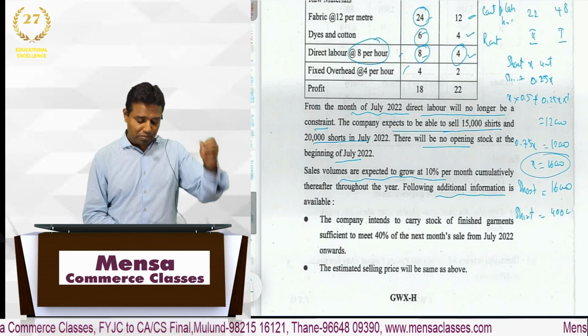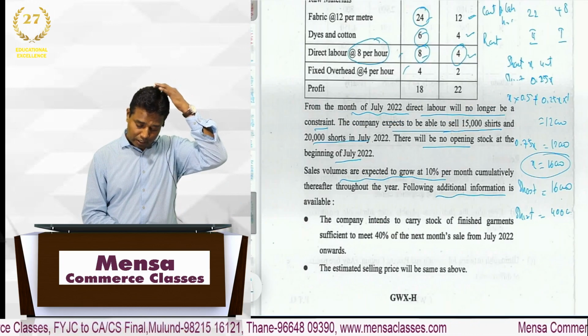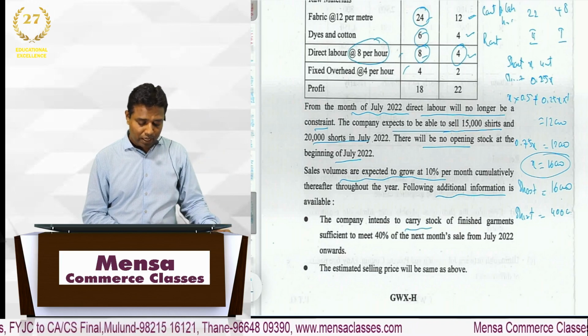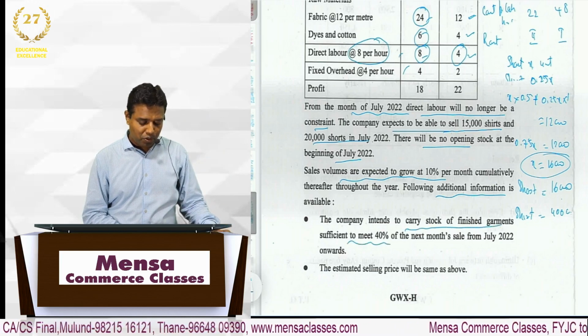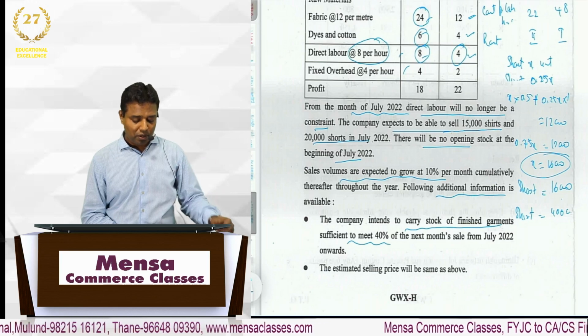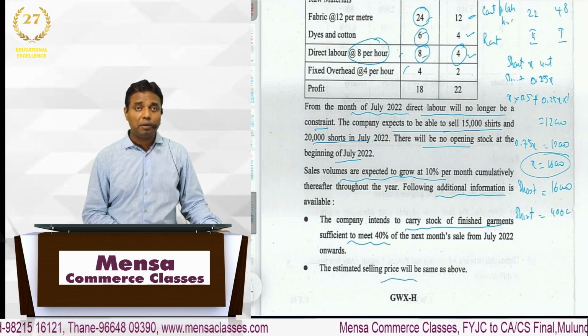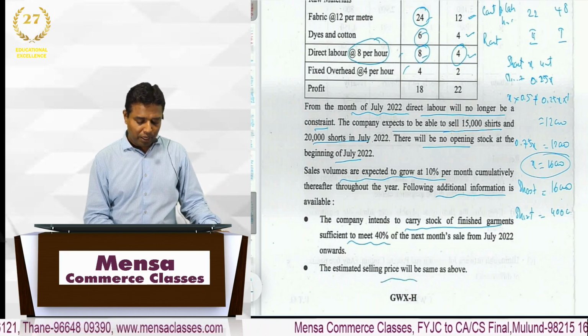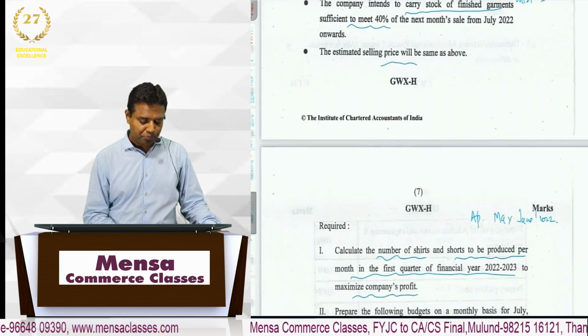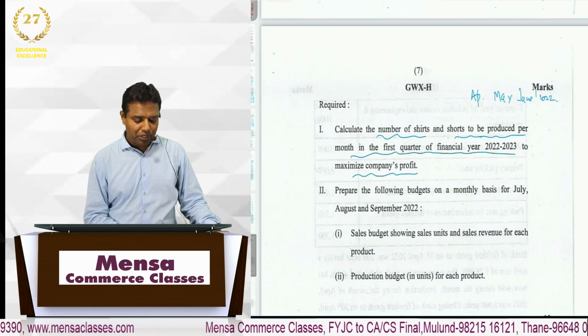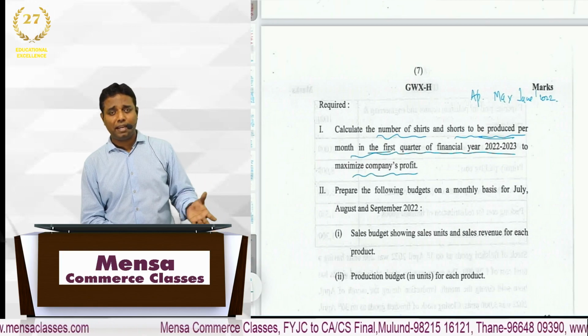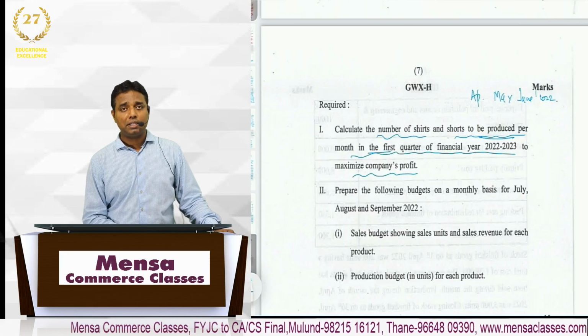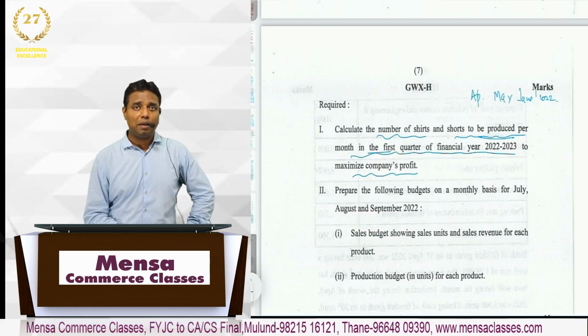Following additional information is available, and they are saying company intends to carry stock of finished garments sufficient to meet 40% of next month's sale from July. Estimated selling price will be same. Okay, and what we are supposed to do? So here how many shirts and shorts will be produced, that we already said. For shirts it is 4,000, for shorts it is 16,000, correct? Because there is a labor constraint. From July onwards, no labor constraint.